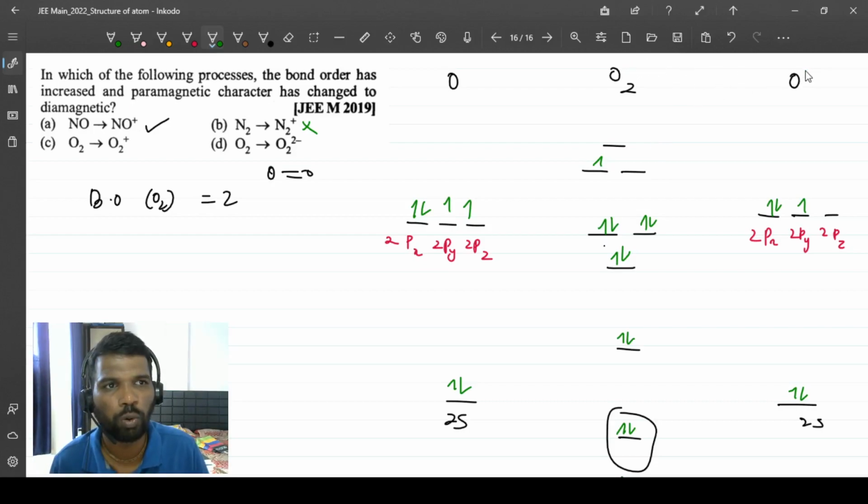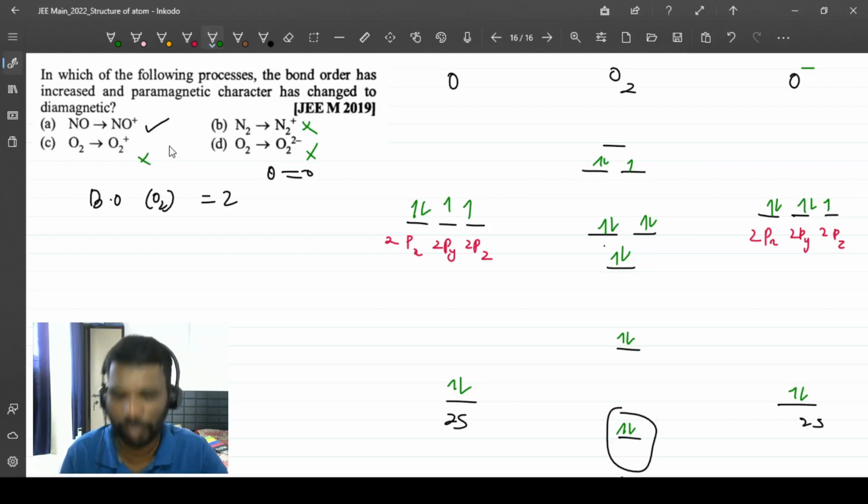O2 to O2 minus means I'll put this minus, and usually O2 has 4 electrons. I'll make it 5, and it is anyway paramagnetic, it is still remaining paramagnetic, and the bond order you can calculate. So this option is also incorrect. So option A is correct for this.